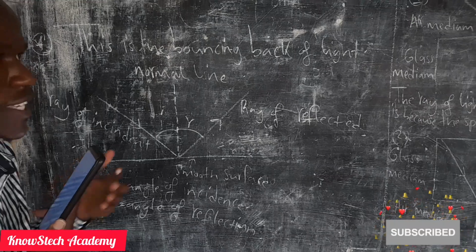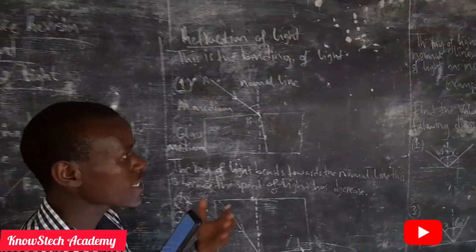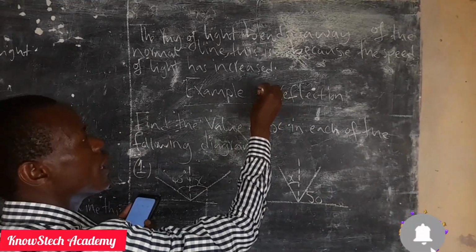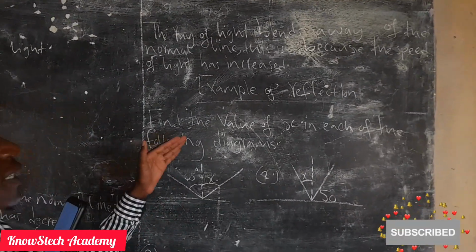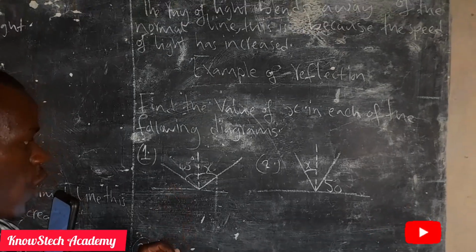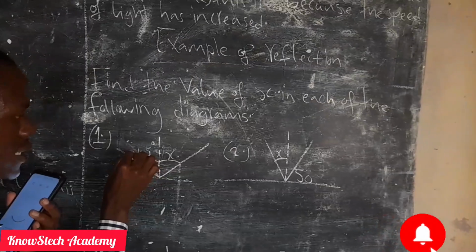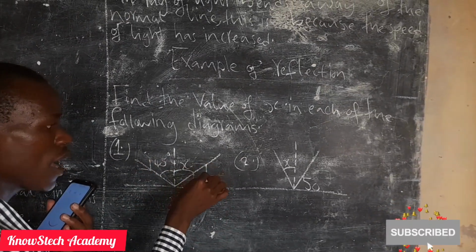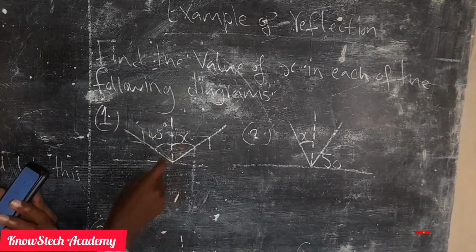Now we have examples of reflection. Find the value of x in each of the following diagrams. Diagram A here, we're given. Let me just put an arrow here to show that this is a ray of incidence. Then this is a ray of reflection. So let's find the value of x here.